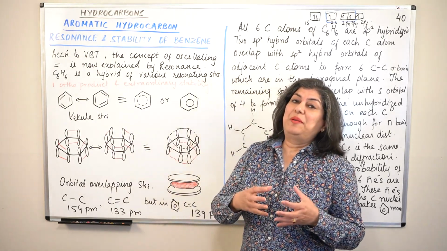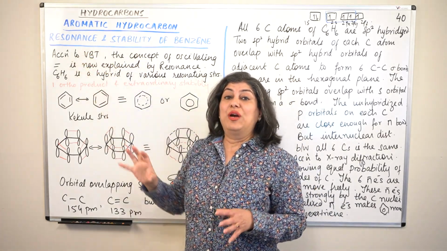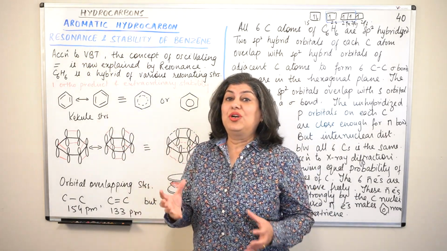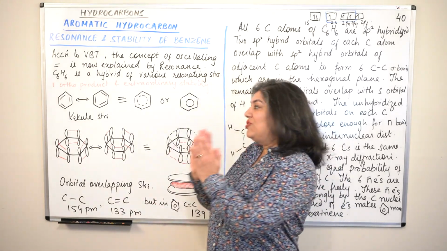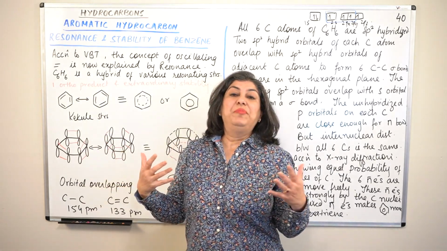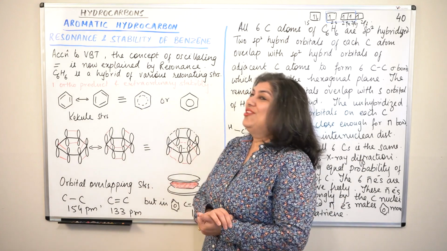That was explained by the concept of resonance. So in this video, we are going to talk about how the concept of resonance came about, and once the idea of resonance was introduced to the structure, it became very clear why benzene has those special properties. So let us start with it.